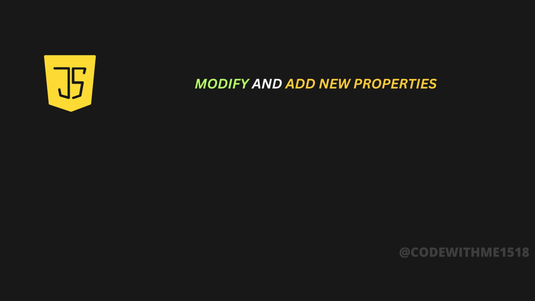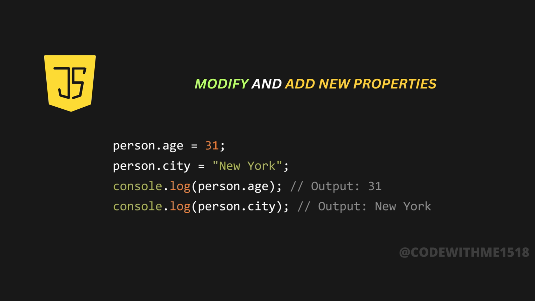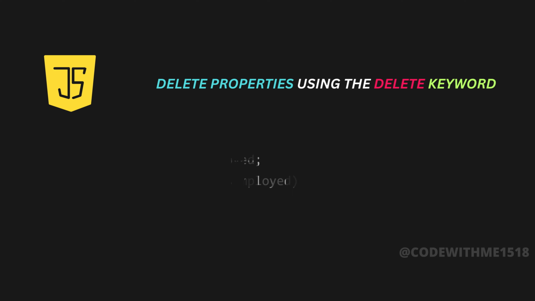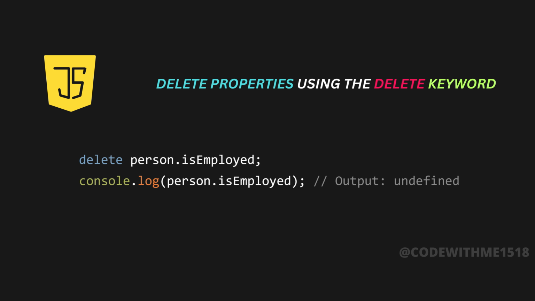Now, let's see how we can modify and add new properties to an object. person.age = 31. person.city = New York. console.log(person.age). Output: 31. console.log(person.city). Output: New York. We can also delete properties using the delete keyword. delete person.isEmployed. console.log(person.isEmployed). Output: undefined.